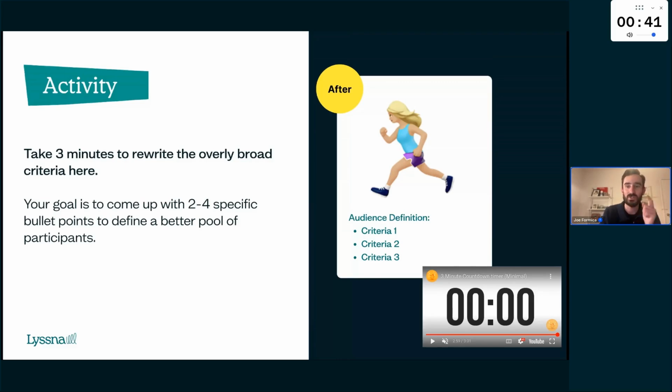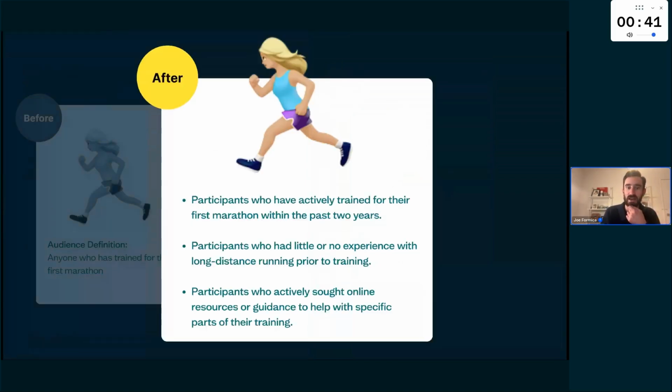Out of those two, I would say the person who has completed their first marathon in the past year is going to have more relevant experiences that will help us design a program for first-time marathon runners. So they've actually done it versus people who are planning to. But good job across the board. Here's my board. I would say participants who've actively trained for their first marathon within the past 2 years, just extending that a little bit more, you could probably still recall some of the challenges or trials and tribulations of 2 years ago. Participants who had little or no experience with long distance running prior to training.